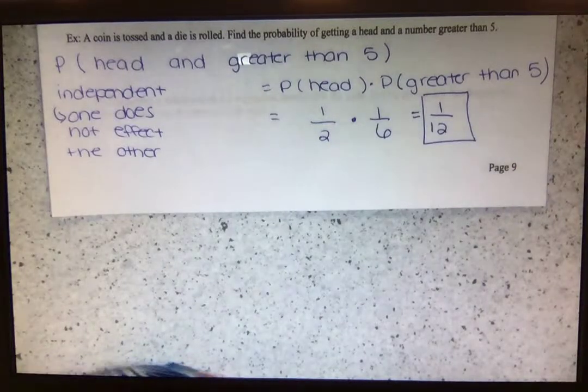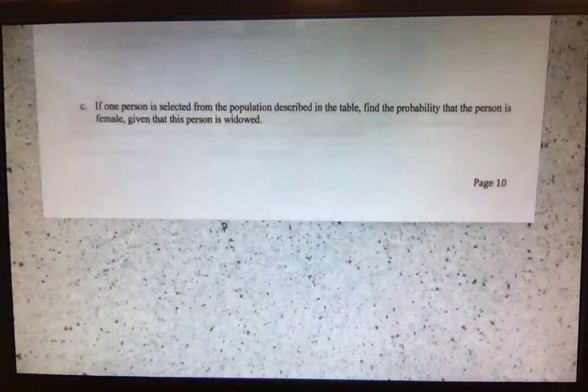The probability of the first thing times the probability of the second thing. You ready for the next page? So last page for 11-7.